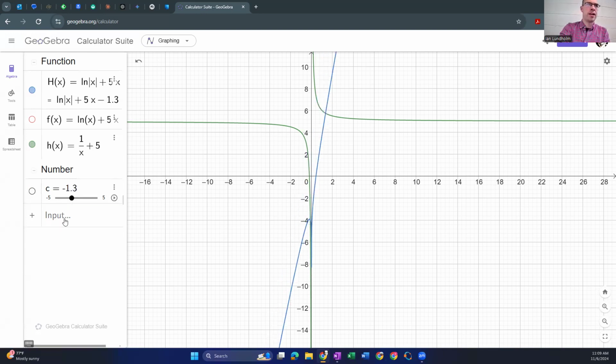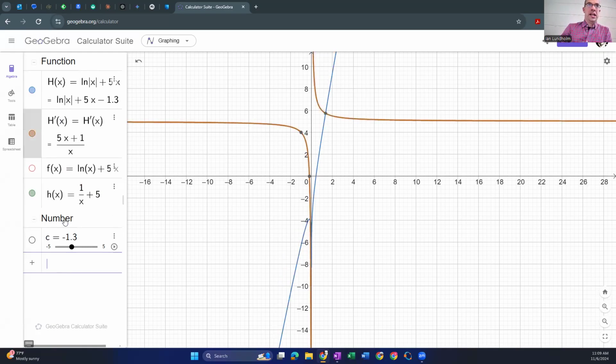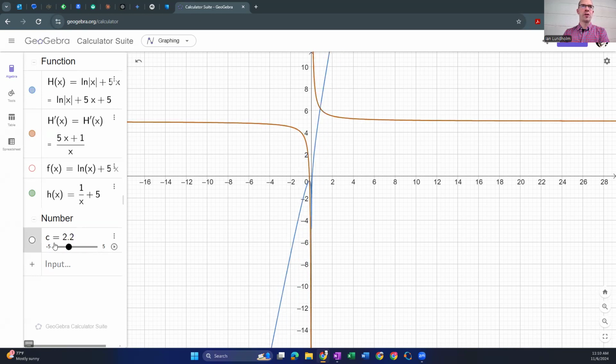Actually, let's try this real quick. Let's make another function, big H prime of x. Cool. Look at that. It ends up being the same thing as our original function h here. And so we took the derivative of big H and it ends up being little h. And the cool thing is even when we switch this, there's no c in this one anymore, so it doesn't change at all. We're fine. Okay, cool.